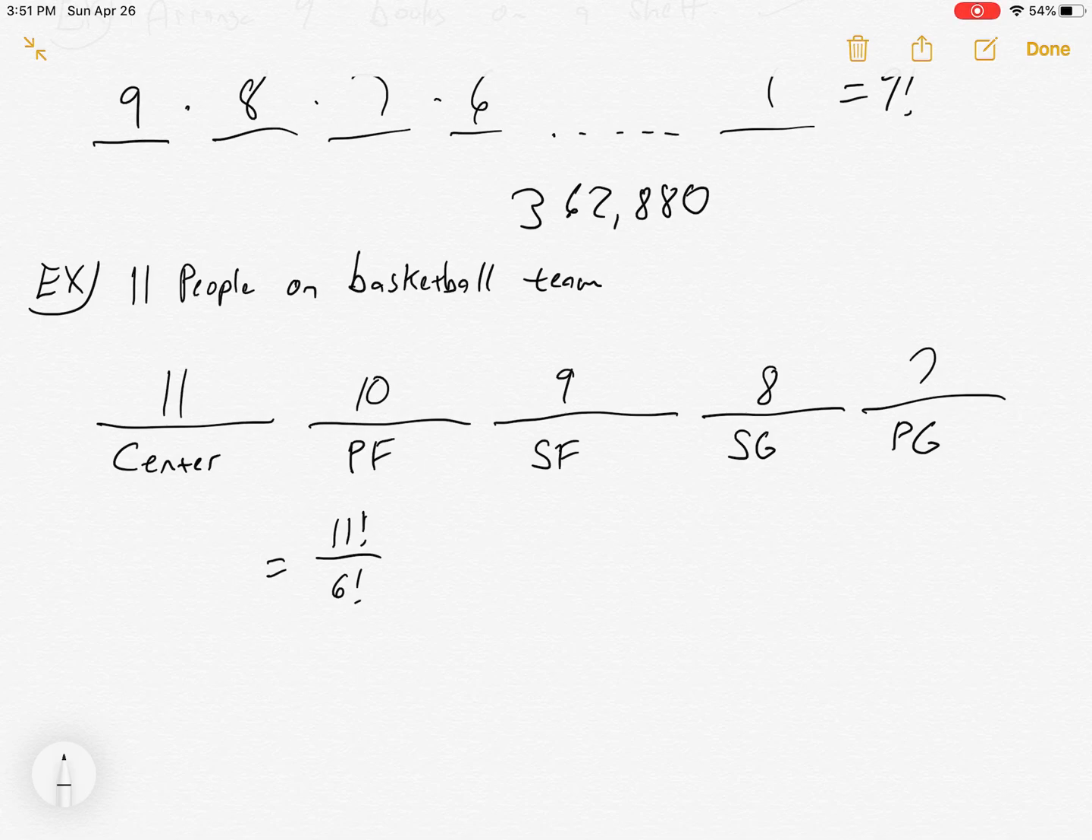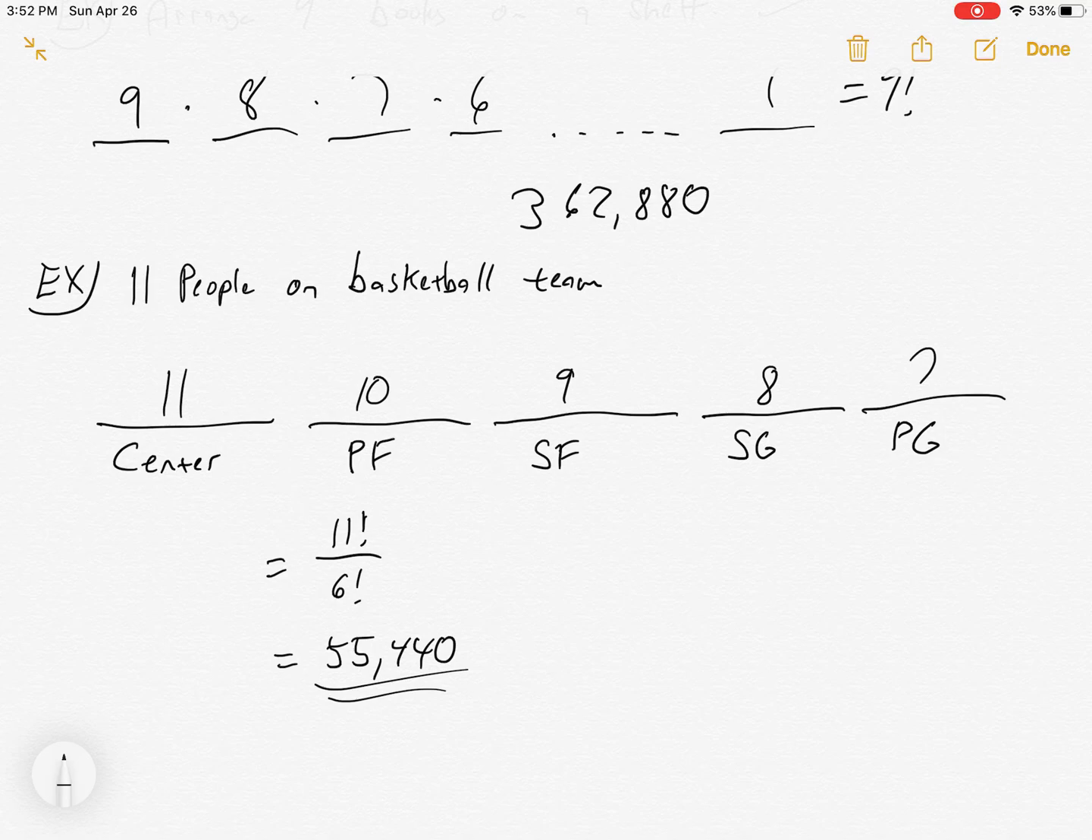Of course, you can multiply those numbers out, but you could also say 11 factorial divided by 6 factorial, because we didn't want the 6 factorial. In this case, it probably would be easier to do 11 times 10 times 9 times 8 times 7. You could check it both ways to make sure you're getting the right answer. It should be 55,440 ways.